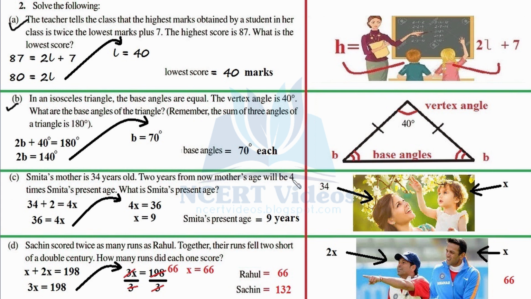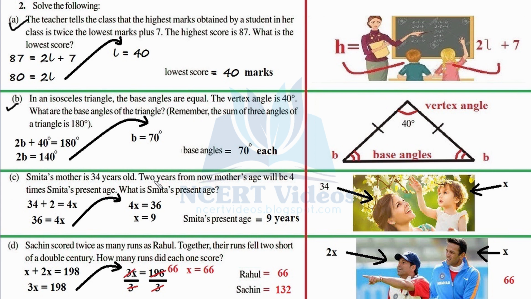Mother's age will be, then 36 will be equal to how much? 4 times Smita's present age. Let us assume her present age to be X years. Now the question says, what is Smita's present age? So we have to find the value of X. That is this girl's age, that is also the present age.